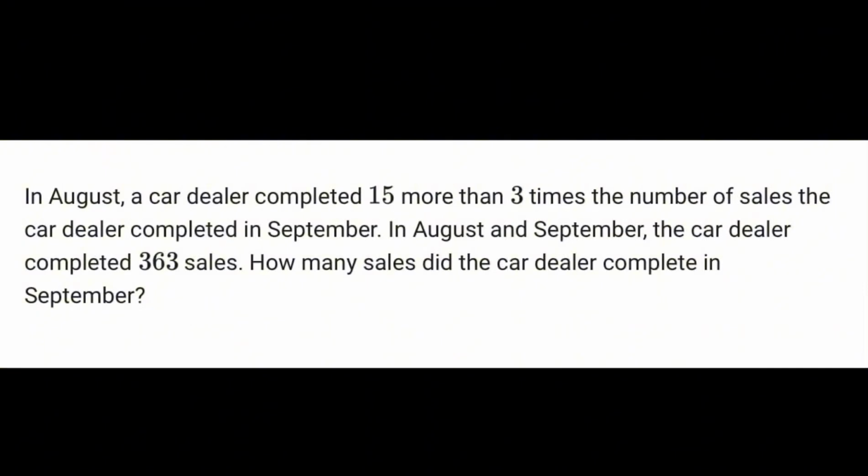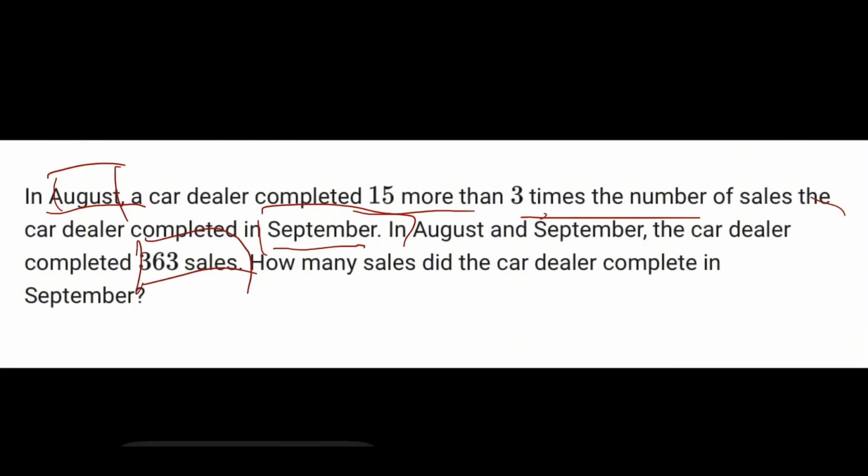So now we have, in August, the car dealer completed 15 more than 3 times the number of sales the car dealer completed in September. So there's two components, August and September. So in August and September, the car dealer completed a total of 363 sales. So it's asking how many sales did the car dealer complete in September.